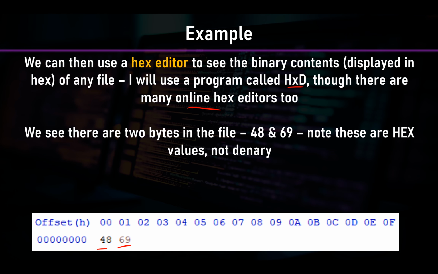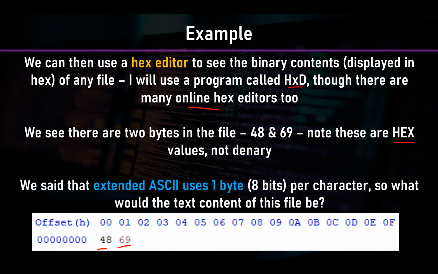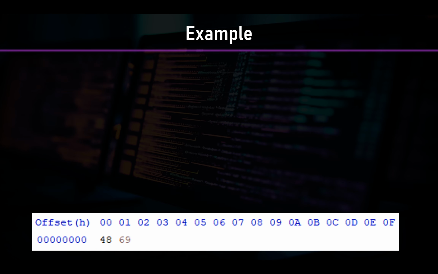So here we see there are 2 bytes in the file, 48 and 69, and note that these are hex values, not denary. We said that extended ASCII uses 1 byte or 8 bits per character. So can you figure out what the text content of this file would be? First we need to convert this into denary, and likewise the next one. Then think: we said capital A was 65, 0 was going to be 48, and small a was going to be 97. If you remember those 3 facts, then after you've converted this to denary, you should be able to figure out what the actual text content is.